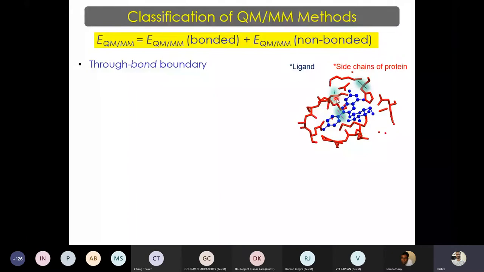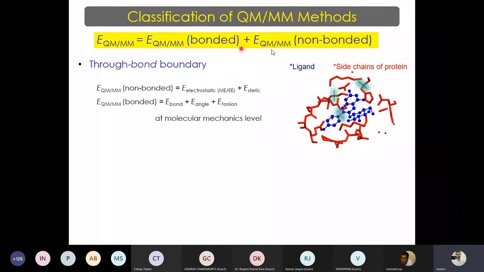So in this case, the E_QM/MM, the total interaction energy, will of course have the non-bonded term, because I still have non-bonded interaction. That non-bonded term is exactly the same as we discussed earlier, the electrostatic, whether I do it with mechanical or electrostatic embedding doesn't matter, plus the steric term. So these are there. In addition to that, I also have some bonded term. Now, how do I treat these bonded terms?